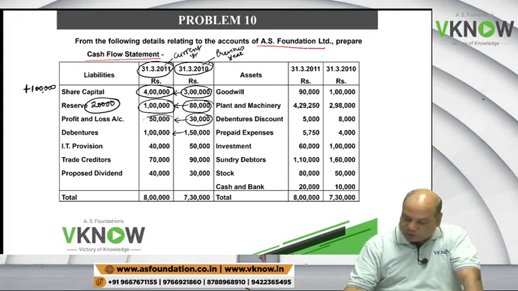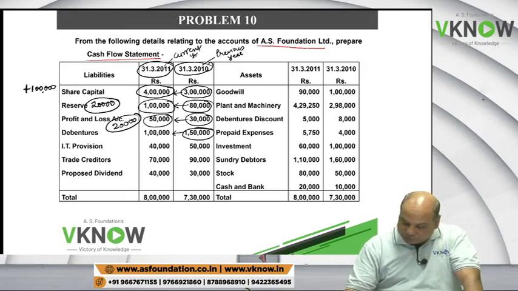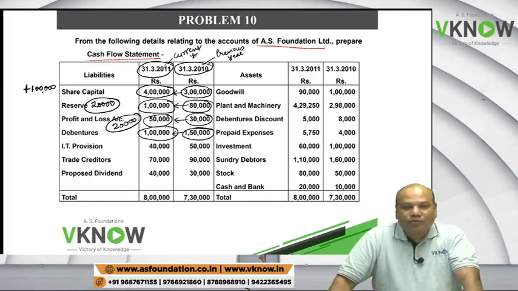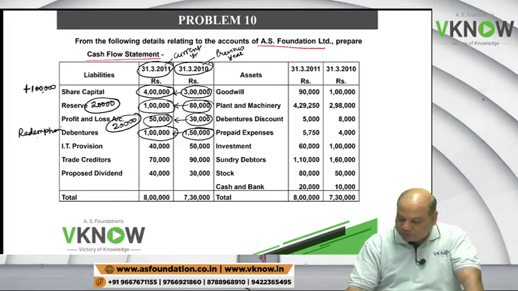Profit and loss account was 30,000, now it is 50,000. So current year profit after all adjustment is 20,000. Debenture from 1,50,000, now it is 1 lakh. So there is a redemption of debenture, 50,000 rupees redemption of debenture.